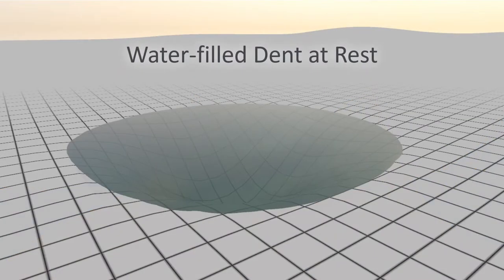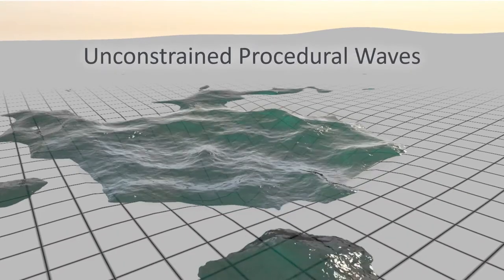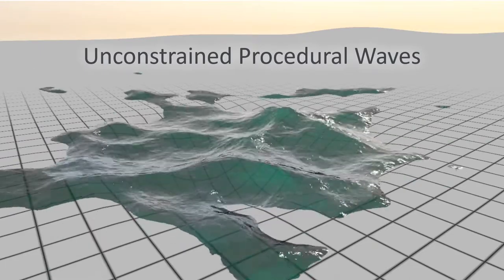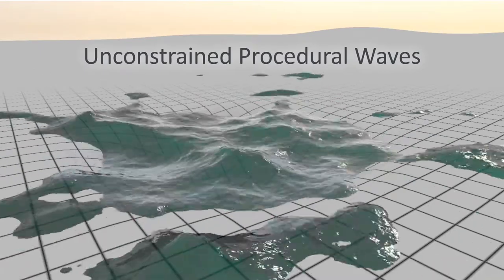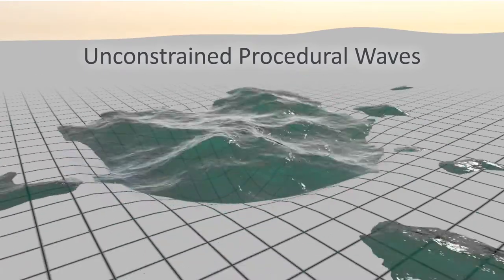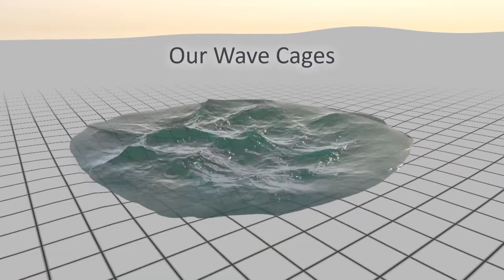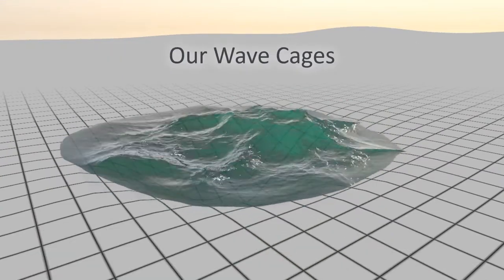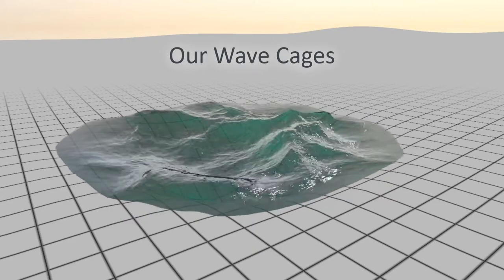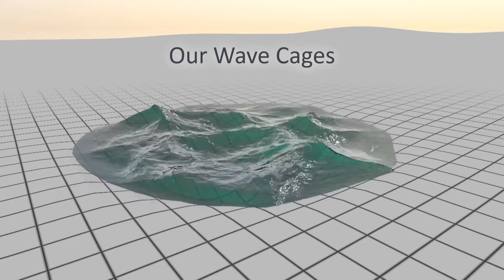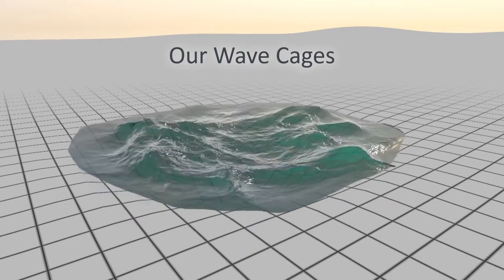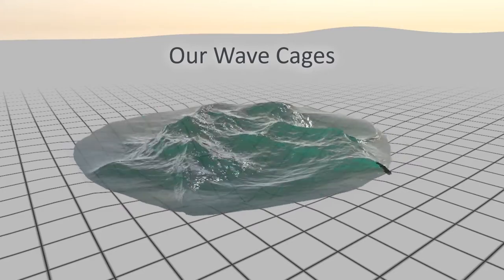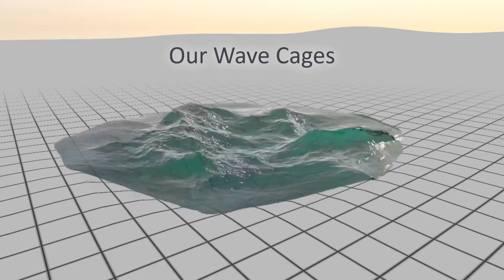This little dent is filled with procedural water at its rest configuration. When applying a procedural water animation, the water interpenetrates the terrain unrealistically. The core of our method is a spatial animation filter that we call wave cages. Note how the wave cages keep the water moving at the boundary while no interpenetration with the terrain occurs.